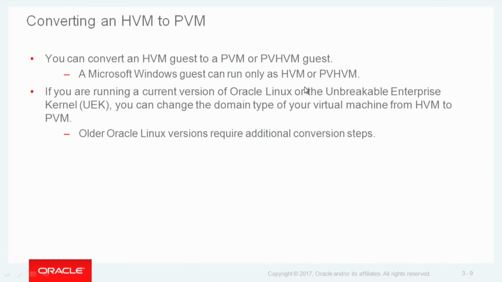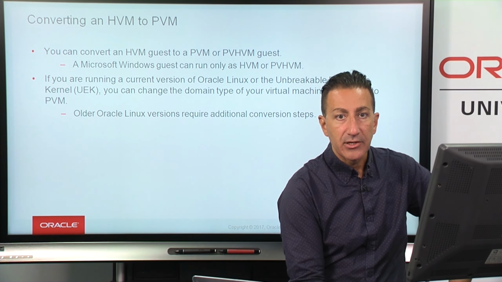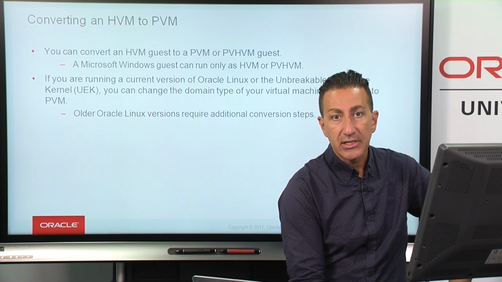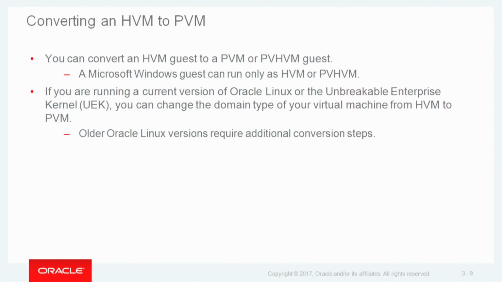All right, and in this way, that's the way that you convert a hardware virtualized guest to a paravirtualized hardware virtualized guest, right? If you are running a current version of Oracle Linux or the Unbreakable Enterprise Kernel, you can change the domain type of your virtual machine from HVM to PVM. This is a simple step, that's easy, but you see that older Oracle Linux versions, I explained before in the support note, require additional conversion steps, and they are described in detail in this support note.